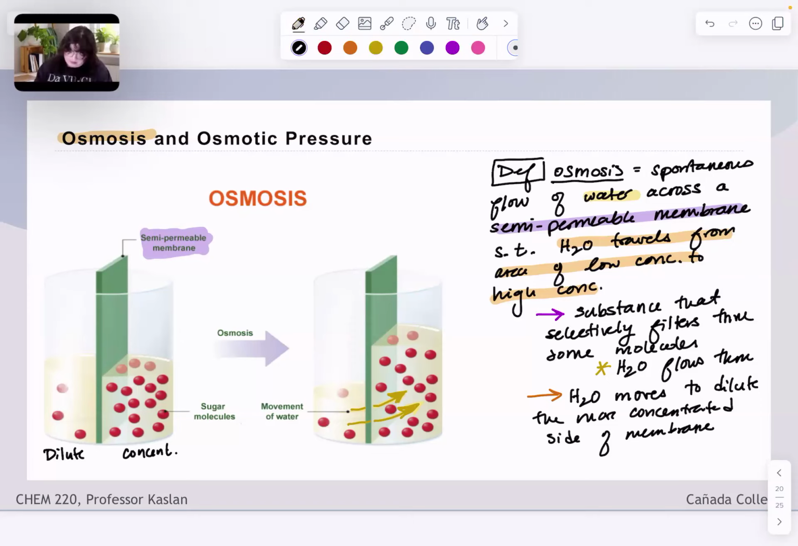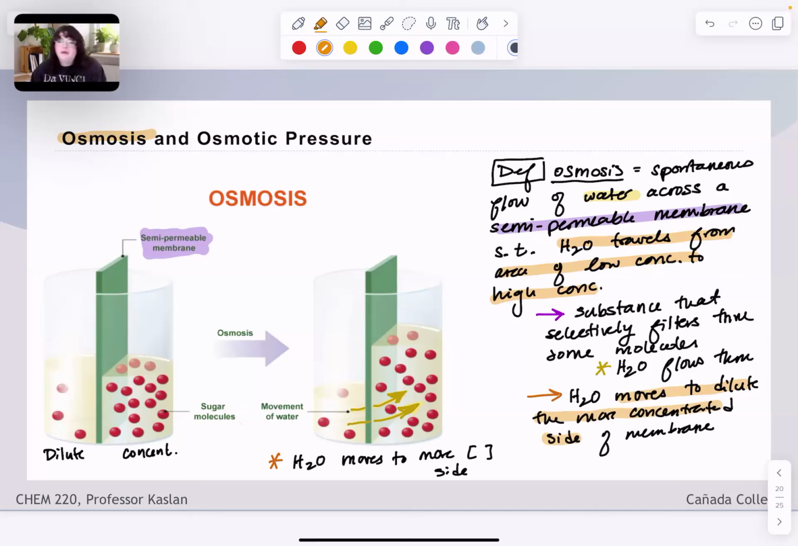is where we see the water naturally moving to the more concentrated side of the membrane. Just as we said here, it moves to dilute the more concentrated side. That is what it means when we're talking about the process of osmosis.